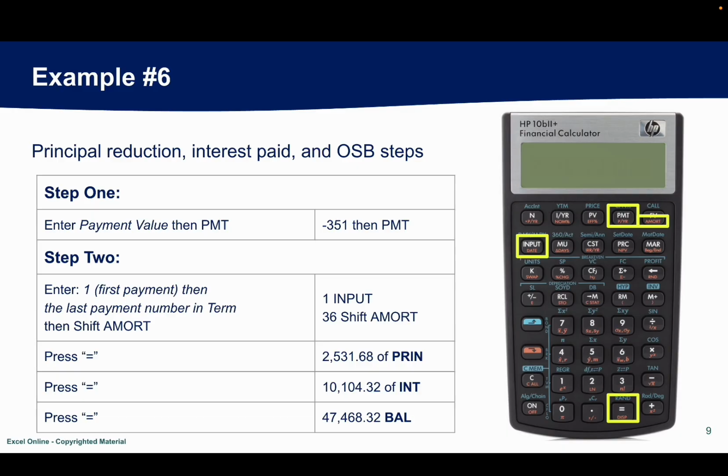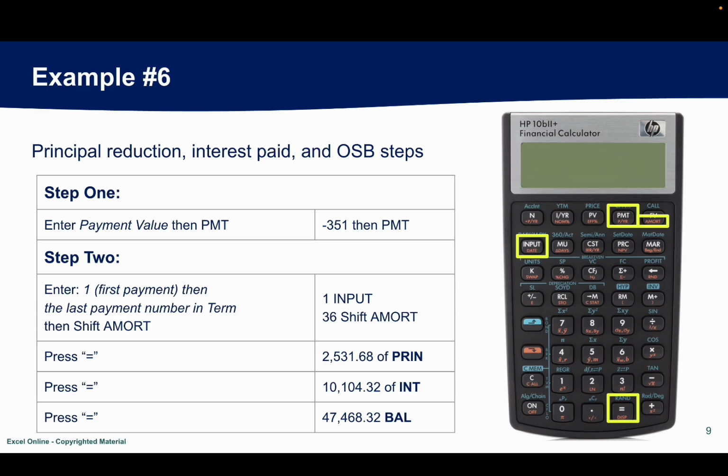Now, it's also important to remember that when we went through these steps, we kept the mortgage information the same in the original 6 functions. After we updated PMT, we left all those functions alone. If we are looking for the principal reduction, interest paid, or the OSB at a different point in time, all we have to do is press 1, then input, and then enter the new payment time, then press shift, and then press amort.